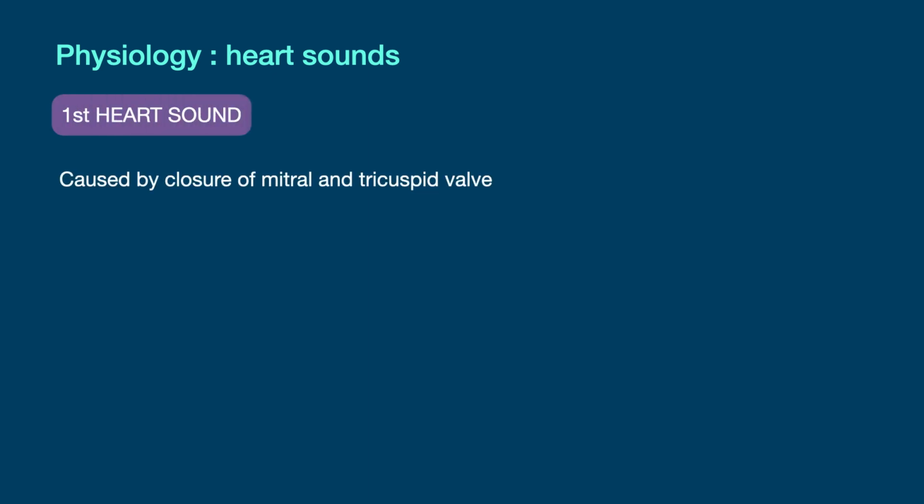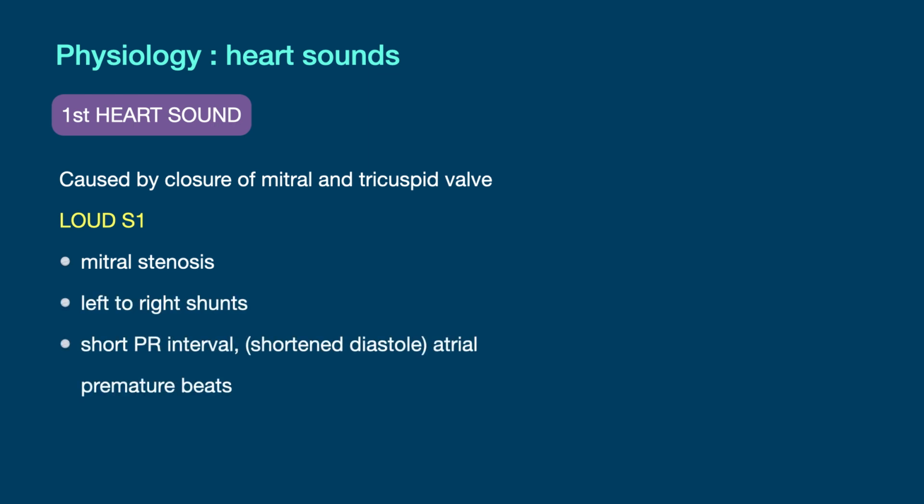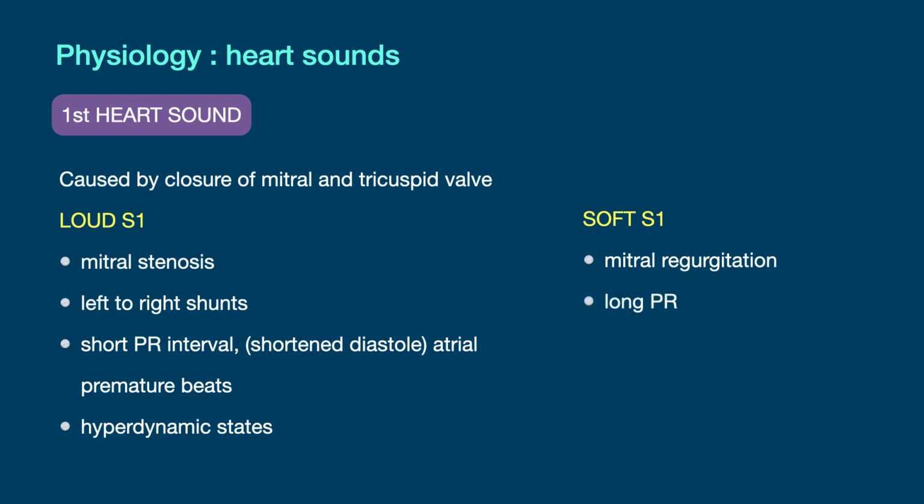Heart sounds. The first heart sound, or S1, is caused by the closure of the mitral and tricuspid valves. The causes of a loud first heart sound are mitral stenosis, left to right shunts, a short PR interval with atrial premature beats, and hyperdynamic states. Causes of soft first heart sounds are mitral regurgitation and long PR interval.